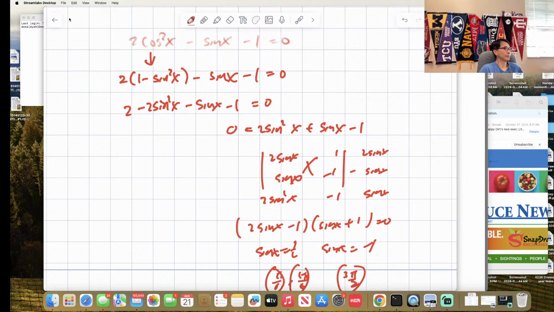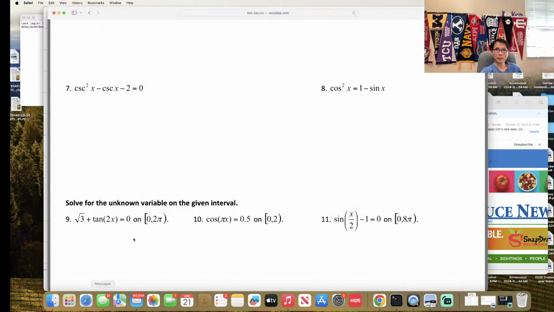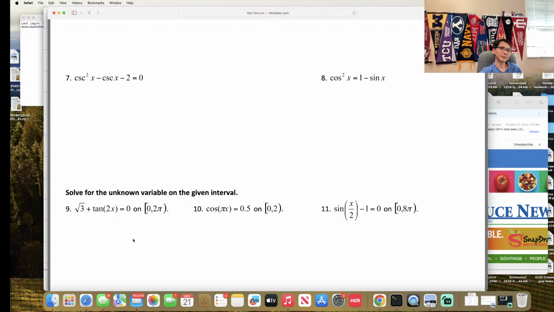Yes. Number 11 on the PDF you just posted, would you do it the same way? I don't know what it is, but I'm going to go find it. 11? Yeah, this is still a multiple angle, so if it's x over 2, how many solutions do you think there are going to be? But again, this is 0 to pi though. So you have to count all the way from 0 to pi.